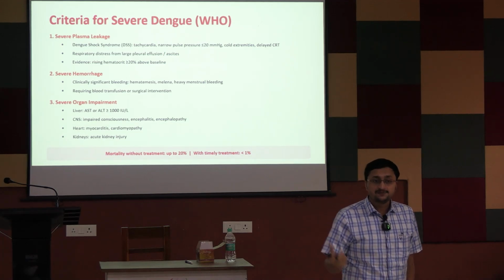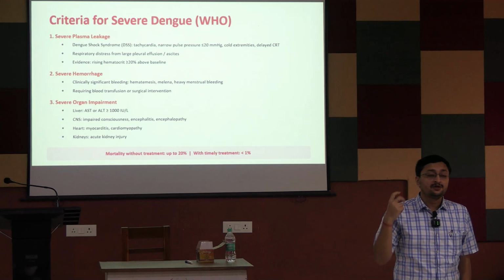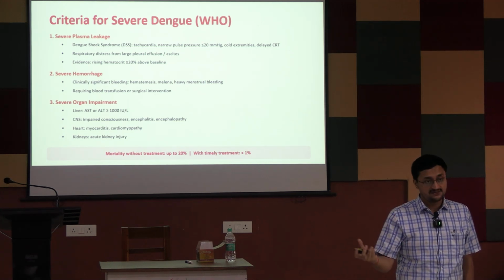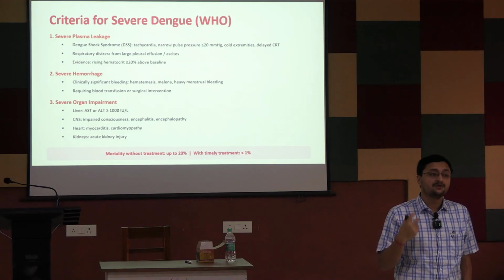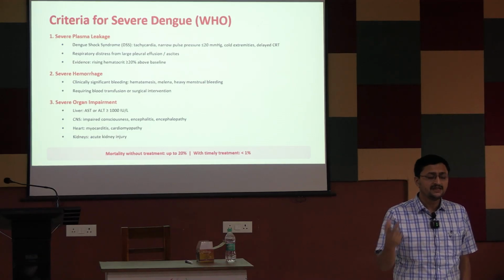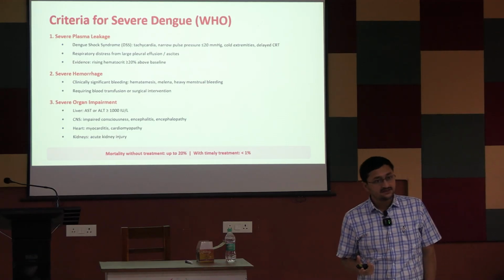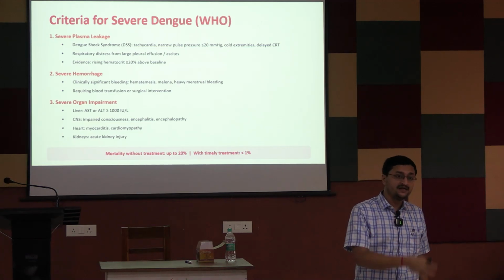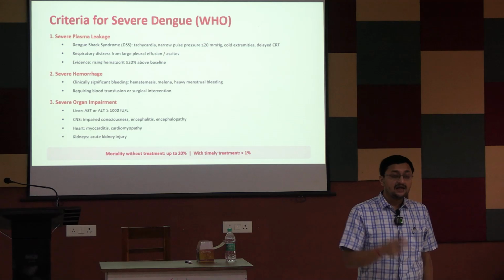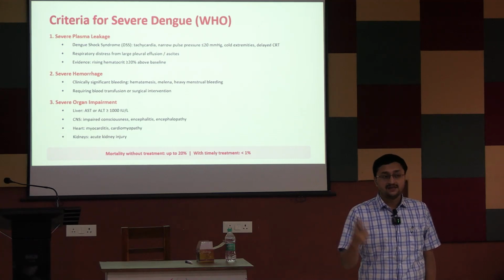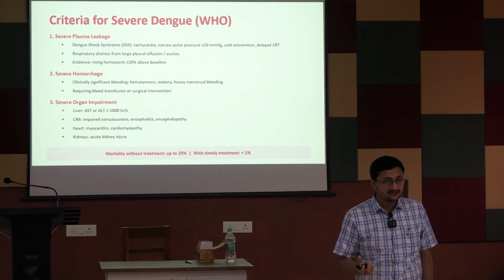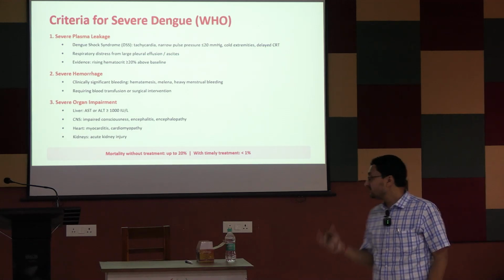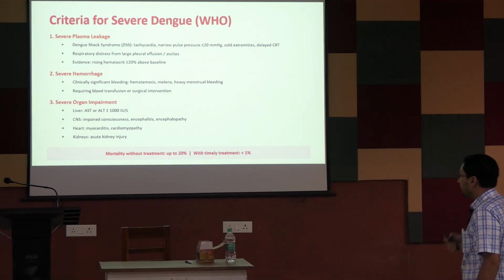CNS manifestation such as encephalopathy, maybe meningitis, meningoencephalitis or convulsion, seizure itself, obtunded consciousness, right? Next one is cardiac manifestation such as myocarditis, pericardial effusion as a result of pericarditis, okay? Pulmonary manifestation such as ARDS, acute respiratory distress syndrome, pleural effusion, right? So these are the organ impairments.